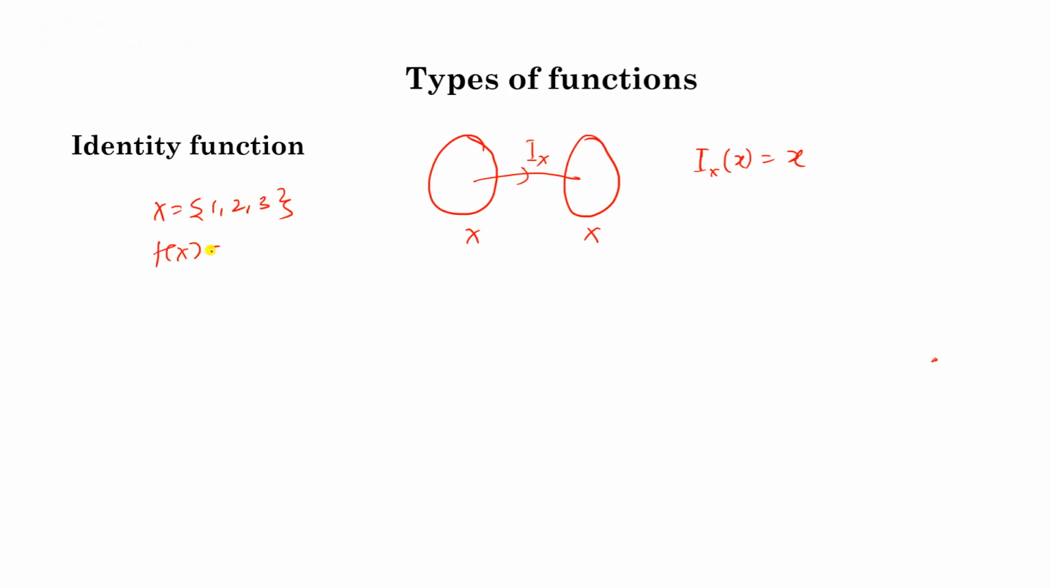Now identity function, a function from X to X, and we denote it by I_X. A function from X to X is called identity function if it is defined as f(x) equal to x, means the mapping of x is x. So suppose for example, X equal to {1, 2, 3}. If we define a function f(x) equal to x, this is an identity function, means the mapping of each element is itself. So this is known as identity function.